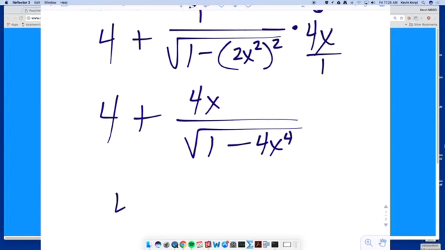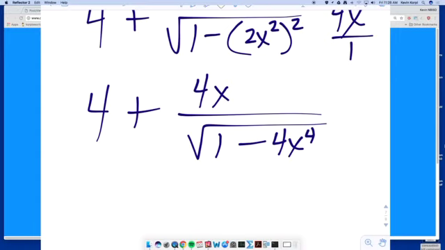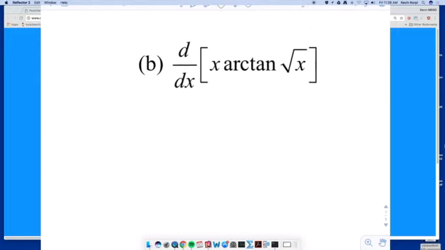Don't then make the mistake of oversimplifying. Simplifying is one thing, but oversimplifying is another. Is the square root of 1 minus 4x to the 4th equal to 1 minus 2x squared? No, those are terms, not factors, so that would make a great answer choice, though. So don't do that. This is about as good as it gets. If you wanted a common denominator, you could, but this is it. There's your derivative. All right, letter B.